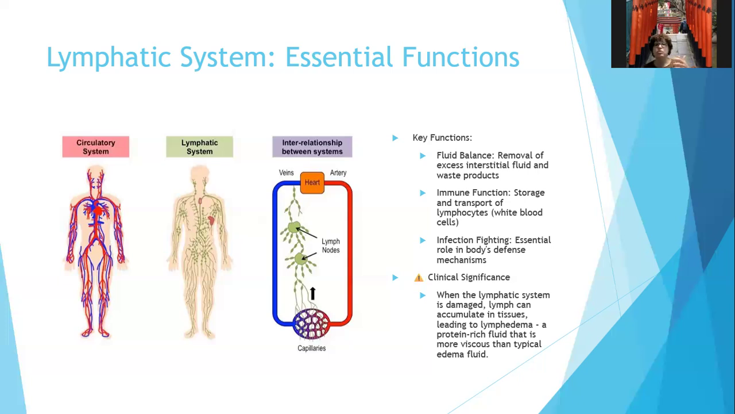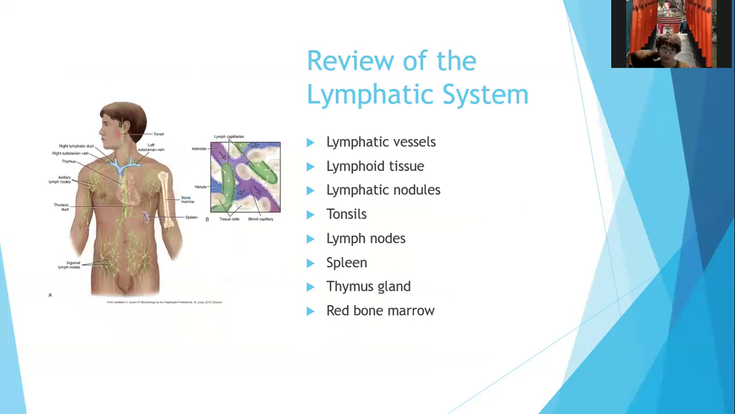And lymph is a protein-rich fluid that is more viscous than typical edema fluid. So the regular edema that you get with inflammation, lymphedema is different because it has to do with dysfunction of the lymphatic system. The lymphatic system includes lymphatic vessels, lymphoid tissue, lymphatic nodules, tonsils, lymph nodes. The spleen is part of the lymphatic system. The thymus gland, which is where the T lymphocytes go to mature. All the lymphocytes are created in the bone marrow, and that's also considered part of the lymphatic system.